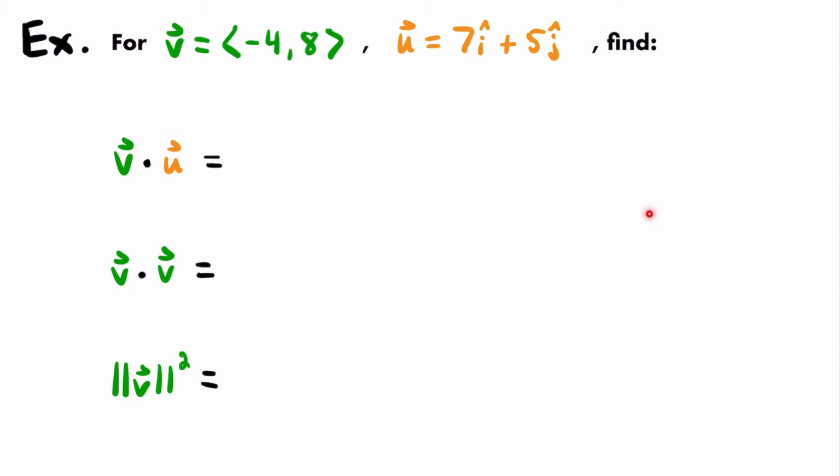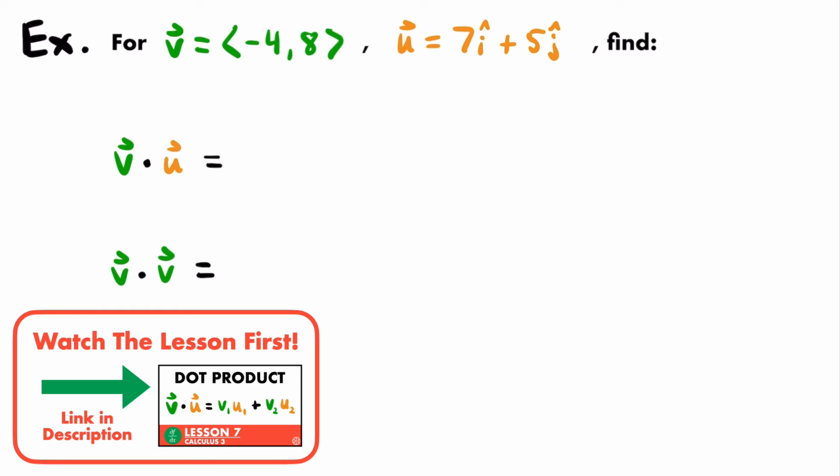Alright, so here's our first example. We have two vectors, vector v and vector u, and for those two vectors, we want to find the following. We want to find the dot product of vector v and vector u, we want to find the dot product of vector v with itself, and then we want to find the magnitude of vector v squared. I know that that one seems a little bit out of place at first, but you'll see why this is here in a little bit. But first, let's work on our two dot products.